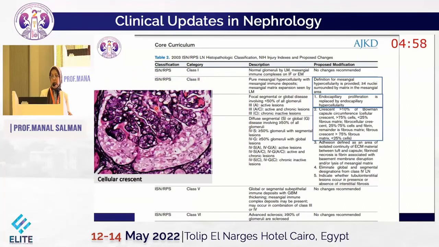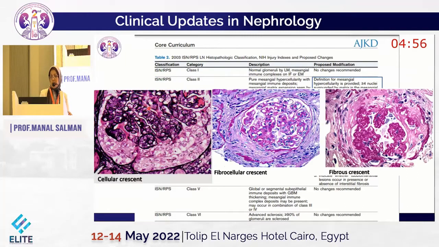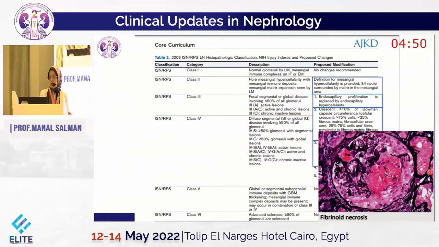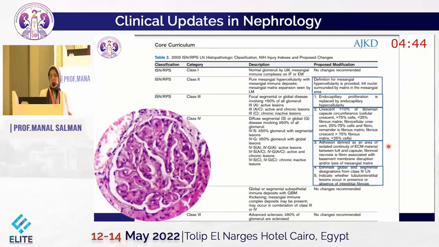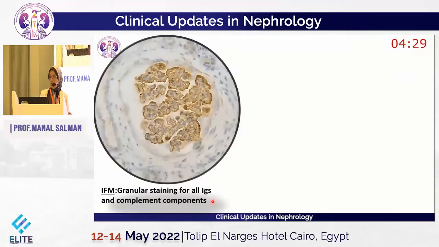We can have more and more active lesions in the form of cellular crescents, fibrocellular and fibrous crescents, and we can have fibrinoid necrosis occurring in these active proliferative classes. And we have class 5, which is the membranous with diffuse thickening of the membrane without profound endocapillary hypercellularity. If it occurs, it can be combined with class 3 or class 4. And last, we have class 6, which is the advanced sclerosing of more than 90% of the glomeruli.